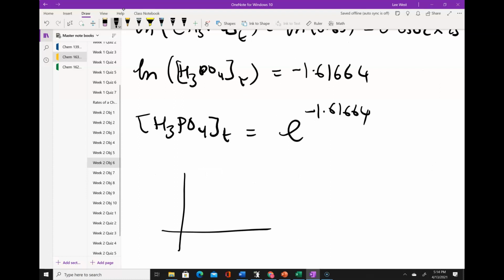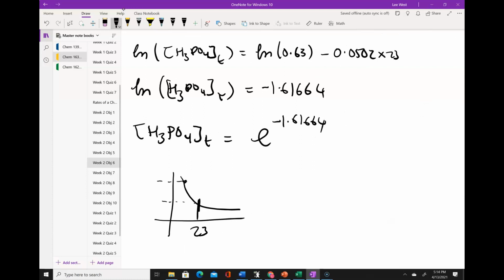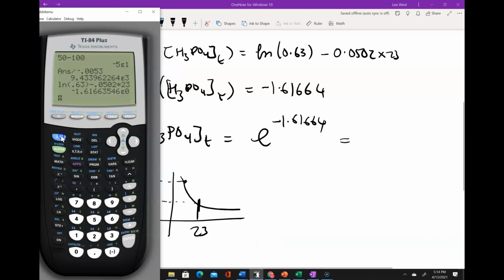Now, what do we know? The phosphoric acid is a reactant. So when the reaction has been allowed to run for 23 seconds, the concentration should be lower than what we started with. We started with 0.63, so whatever I get for this, it should be less than 0.63. If it's a bigger number, I know I got something wrong. So I'm going to go second function, E, and then bring the answer back from my previous calculation and then enter. And it ends up being 0.199 to 3 significant figures, right? 0.199.